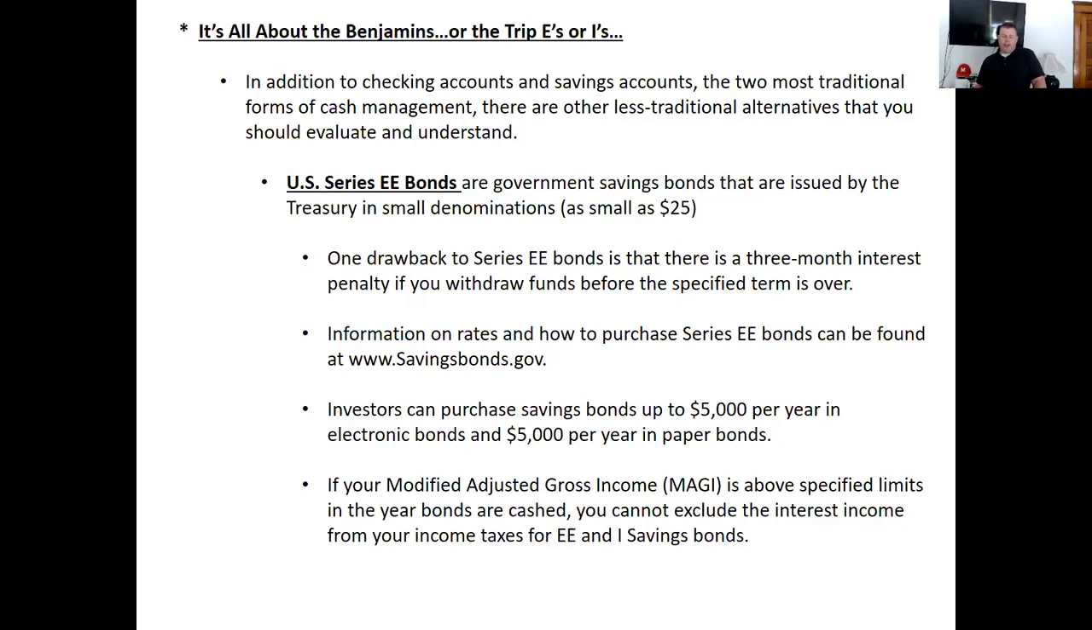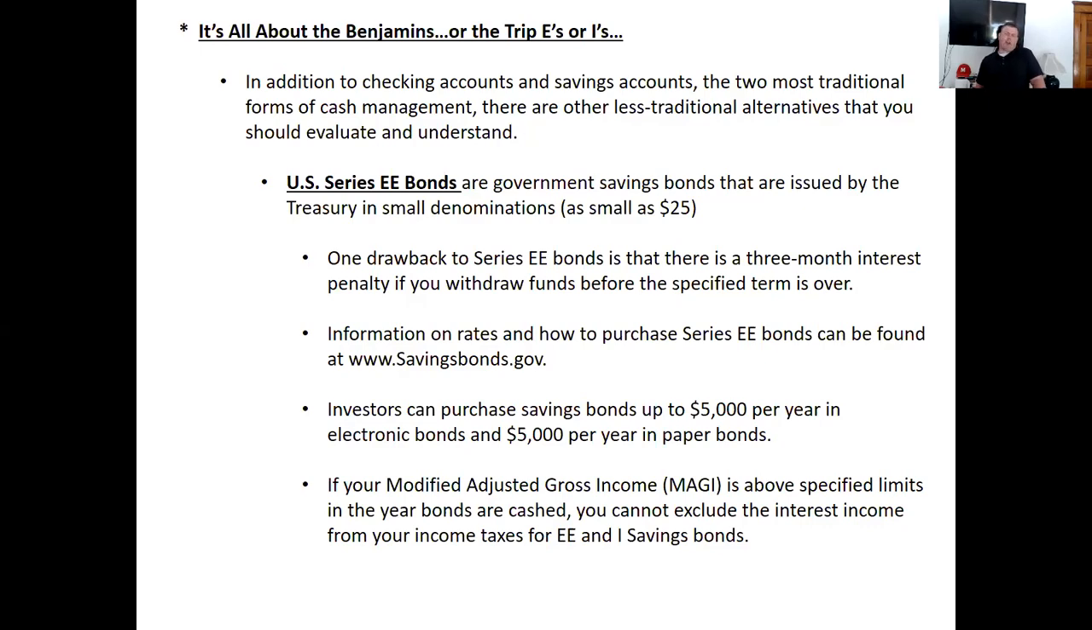Investors can purchase savings bonds up to $5,000 per year in electronic bonds and $5,000 per year in paper bonds. In other words, you can go to the bank and buy the paper, but you can only buy $5,000 worth, and then you can get online and buy another $5,000 worth. And I never did understand why, but that's the way they have it.